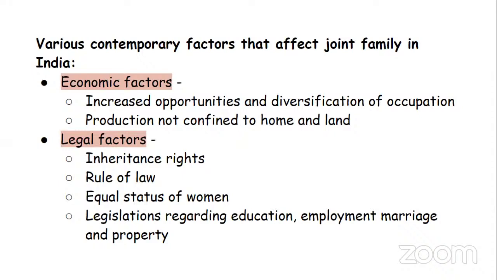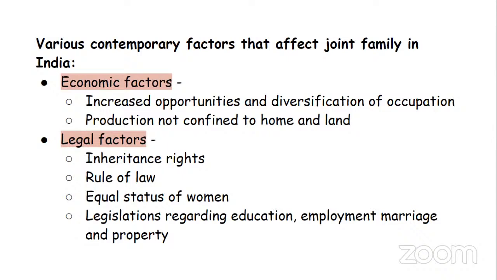Then we already said that so many factors affected joint families in India, and it led way to the formation of new types of families. So these are some of the contemporary factors which affected joint family systems in India. First one is economic factors, like increased opportunities and diversification of occupation. When people started to get more opportunities and when new types of jobs emerged, people started to leave their families and move to other places in order to do work.